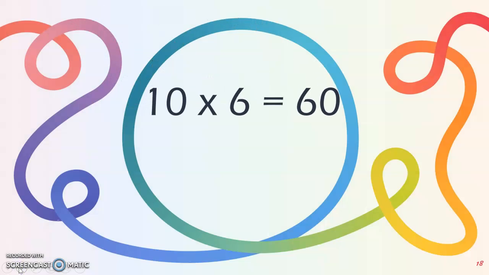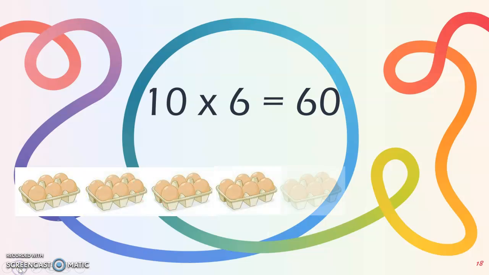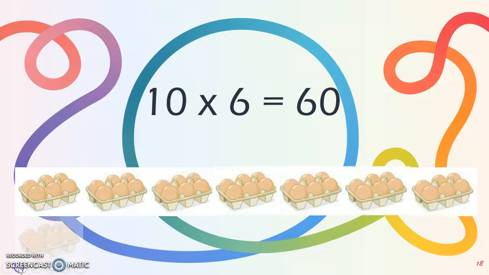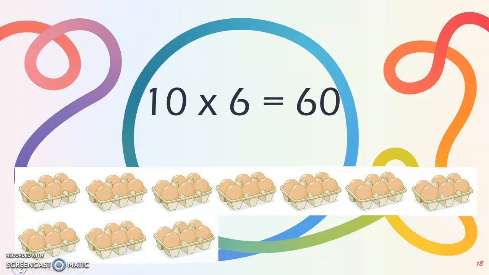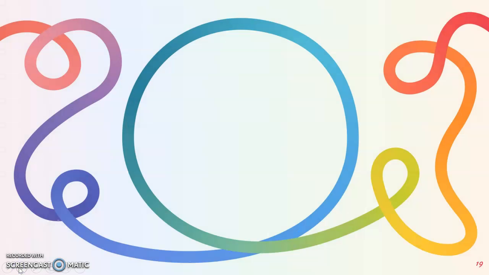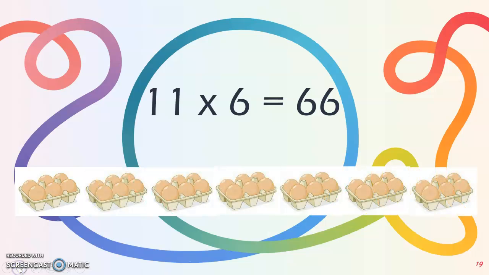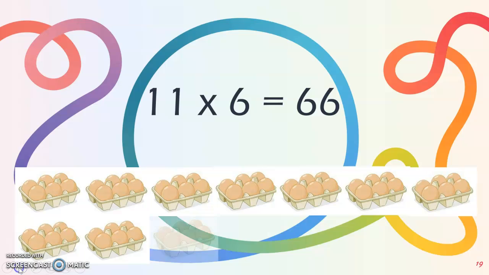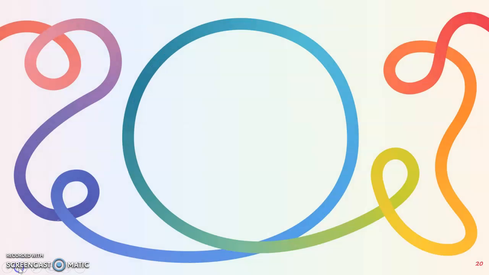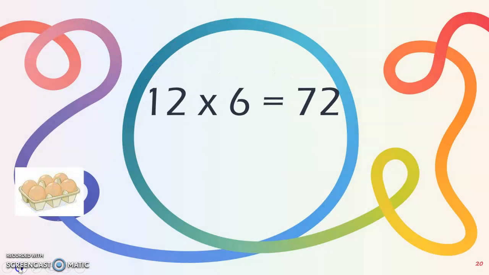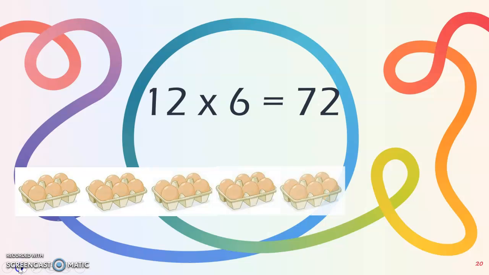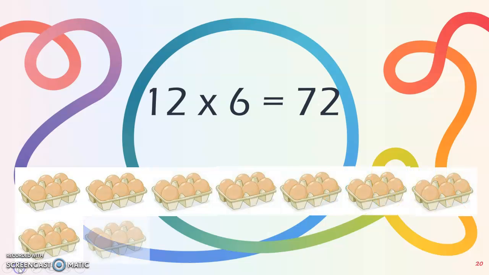And this one's an easy one. 10 times 6 is 60. 10 boxes of 6 eggs. And 11 sets of eggs are 66. And finally, 12 boxes of eggs are 72.